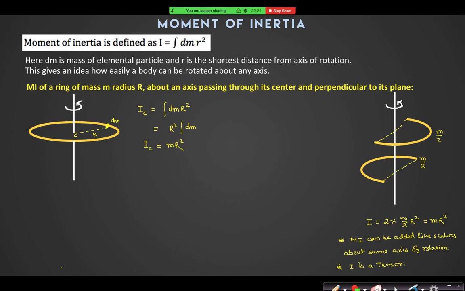Okay, so as you can see here, the two halves are rotated about the same axis, so we can definitely add them up like scalars. If the upper ring had been of a different radius, then also they could be added up. Yes, definitely. But the answer is not mr square; r1 square plus r2 square times m by 2 will be the answer. Okay, sir.